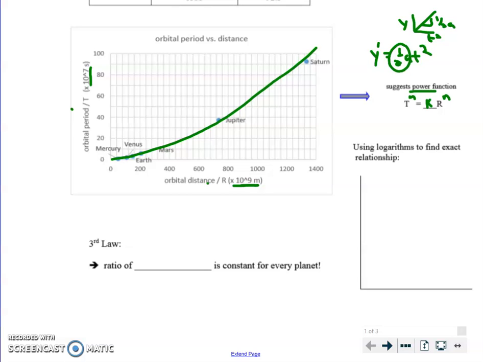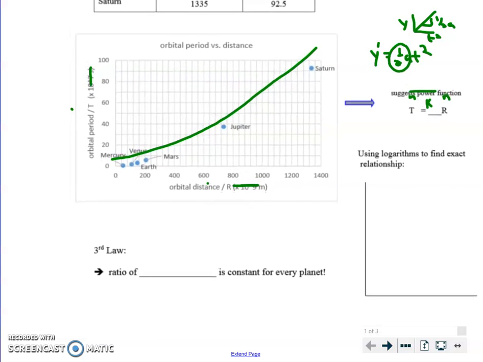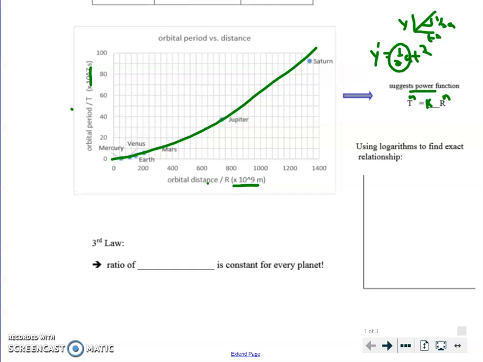Now, if you look at this curve, it looks like it's a squared curve, a quadratic. It turns out it's not. And there is a method to figure out what it is using logarithms. I'm not going to go into it here. That's something we'll worry about at another time. Okay, but what we found out, if you do the analysis, is that if you take the period and you square it, and you take the orbital distance and you cube it, you get a straight line.